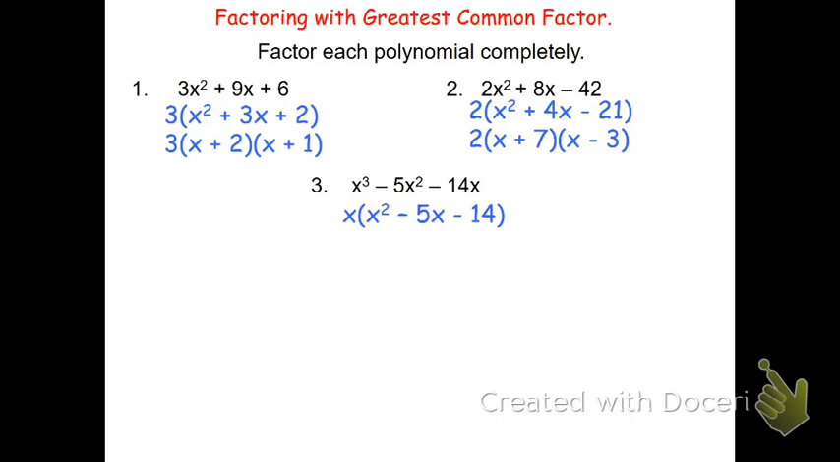Now I'm looking for numbers that multiply to be negative 14 and add to be negative 5. That would be negative 7 and positive 2. So this leaves me x times the quantity x minus 7 times the quantity x plus 2.